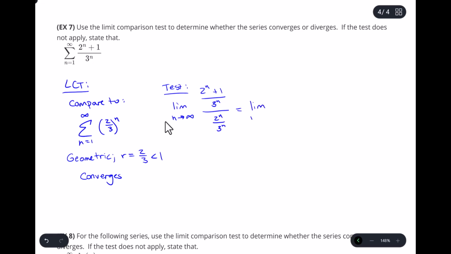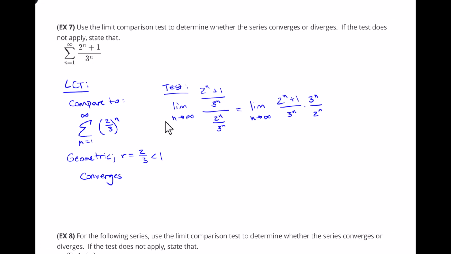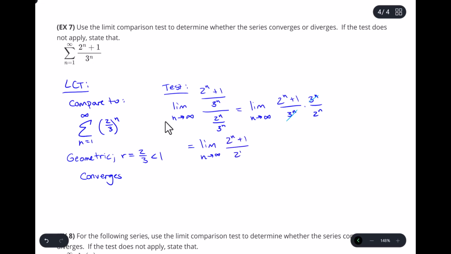Okay, so this will be the limit as n goes to infinity of 2 to the n plus 1 over 3 to the n times 3 to the n over 2 to the n. So just inverting and multiplying. Now what's nice is the 3 to the n's will cancel, but that's not necessarily the case in the other term. So I would have the limit as n goes to infinity of 2 to the n plus 1 over 2 to the n, which I could use L'Hopital's rule and I think I would be done with.